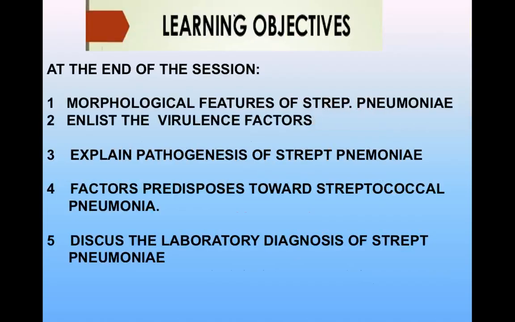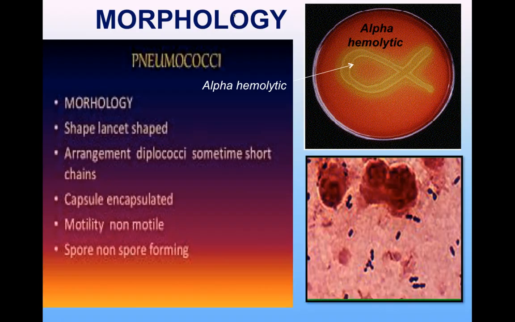Now, at the end of this session, all of you should be able to give the morphological features of Strep pneumoniae, as it is going to be part of your OSPEs, plus you will be asked about it in your exam. You should be able to enlist its virulence factors. You should know the pathogenesis of Strep pneumoniae. All the factors which predispose to streptococcal pneumonia are again something very important, and obviously you need to know the lab diagnosis of this pathogen.